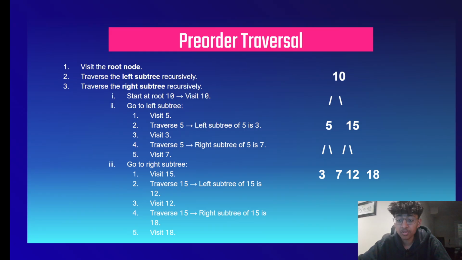Now let's look at pre-order traversal. So a pre-order traversal follows the root to left to right sequence. First you would visit the root node, then you would recursively traverse the left subtree, then you would recursively traverse the right subtree. This is used for copying trees and expression evaluation in compilers. The time complexity for this is O(n).